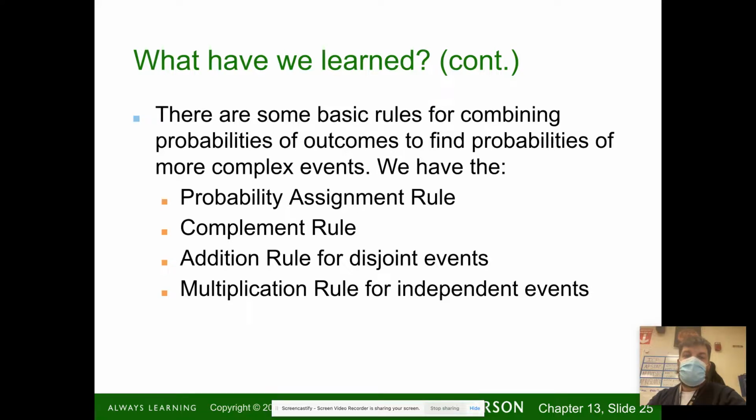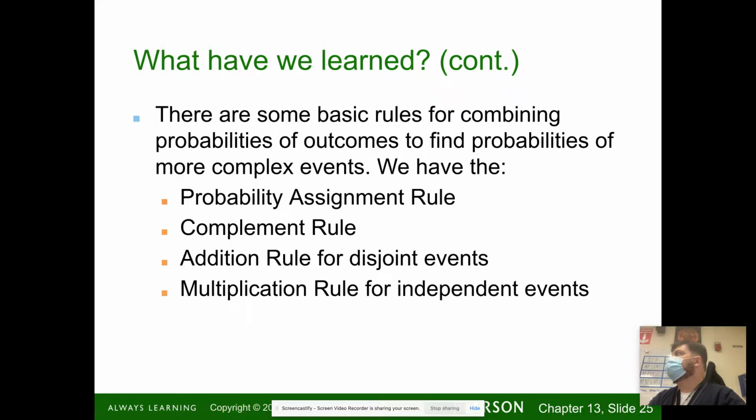There's a probability assignment rule. There's a complement rule. That's very helpful. The addition rule for disjoint events and the multiplication rule for independent events. The disjoint and independent are going to be the hang-up for you because there are two scenarios. Remember that independent events will be two separate events, but they can have an overlap or an intersection. Disjoint has no intersection. That's what disjoint literally means.